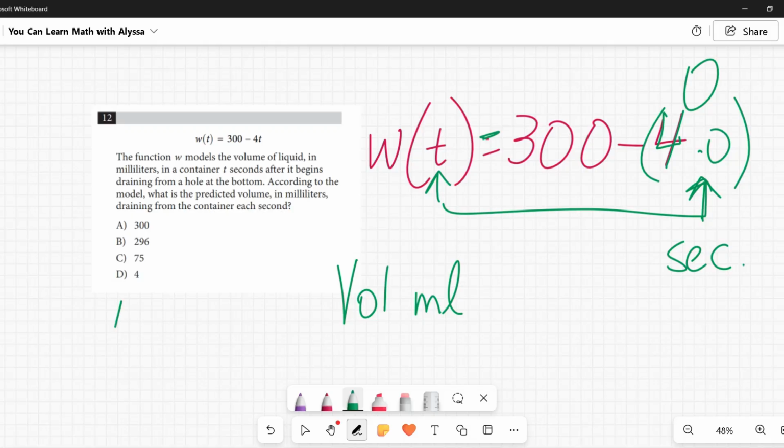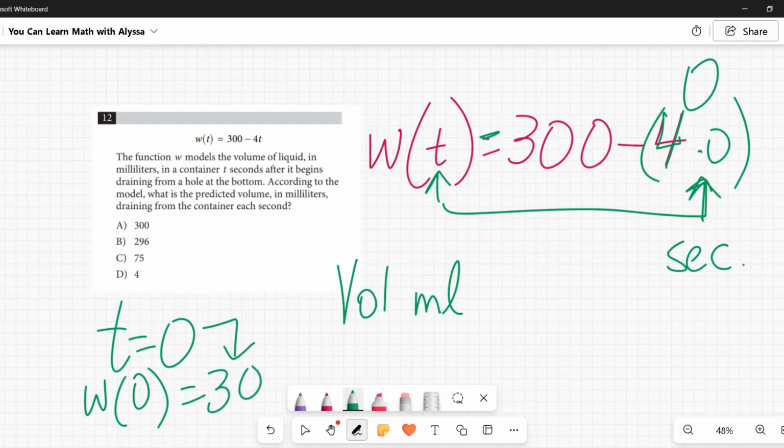So when t is 0, or W of 0, we get 300. That means that before the hole is punctured, this container has 300 milliliters of liquid in it. So that's my starting point. I have this container. It has 300 milliliters of liquid.